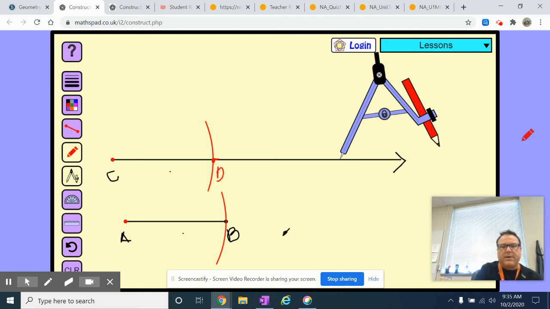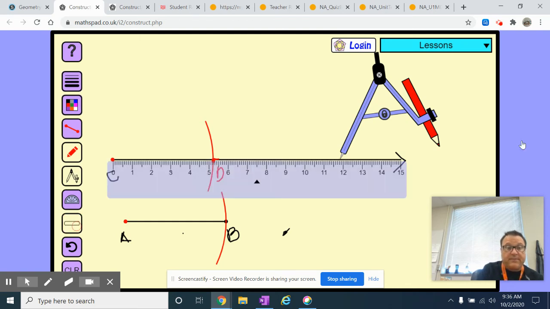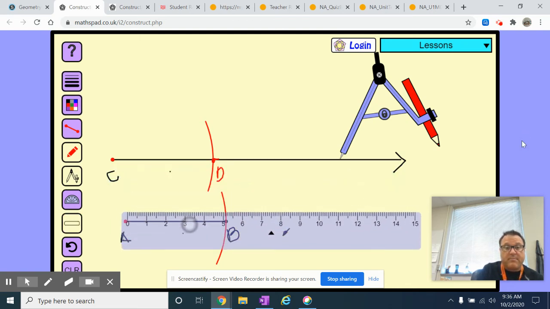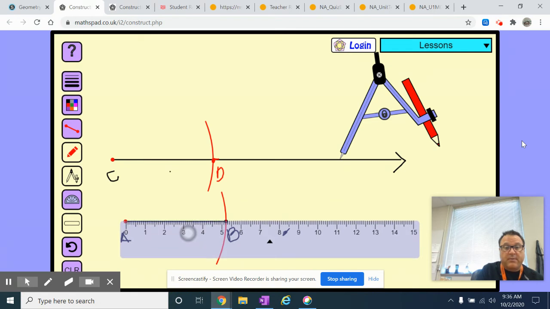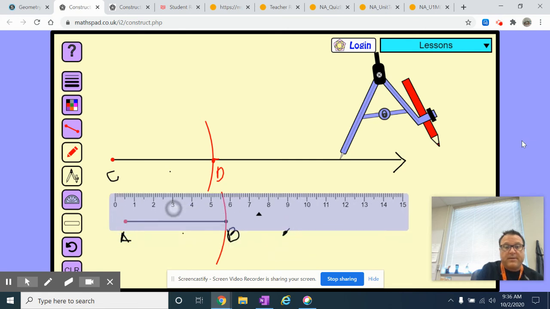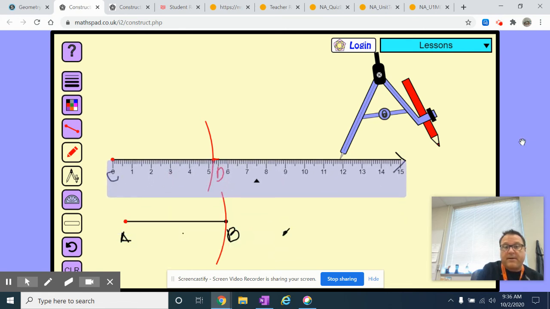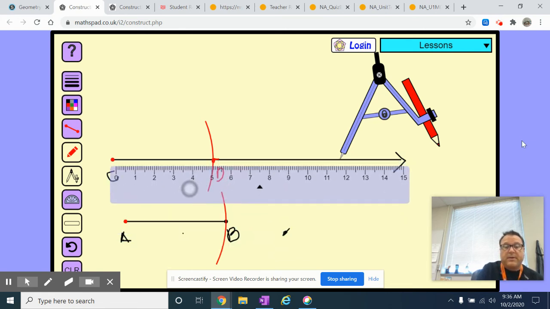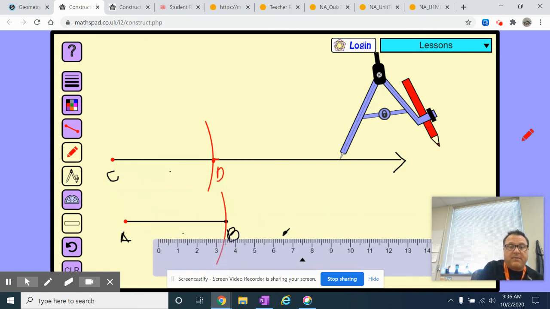Now, the question is, AB and CD, are they the same measure? If they are, then what we've done is we've constructed a congruent segment. So let's see if they're congruent. If they're congruent, they'll have the same measure. Here it looks like we're a little over 5 centimeters, so 5.2 centimeters. And let's move that up here, and it looks like we're about 5.2 centimeters also. So we can now say that this segment right here is congruent to this segment because they have the same measure.